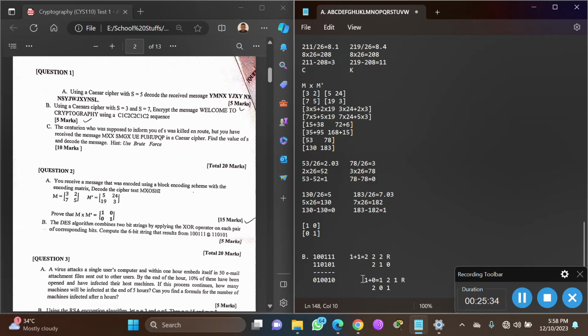So as we can see, we have concluded that same bits give a 0 and different bits give a 1. Same bits, a 0. Different bits, a 1. Same bits, a 0. Same bits, a 0. Then different bits, a 1. Same bits, a 0. So that was the answer. So we are done with question 2.